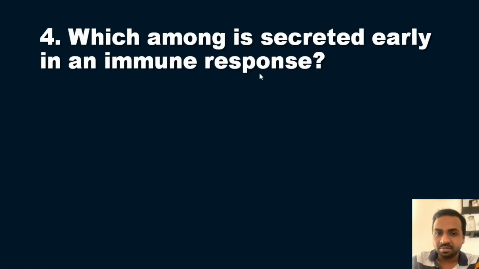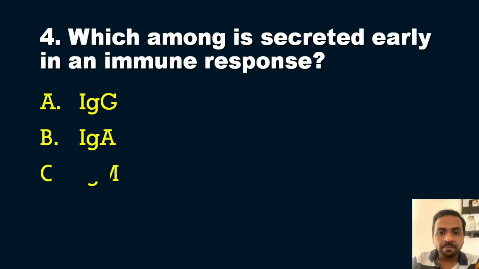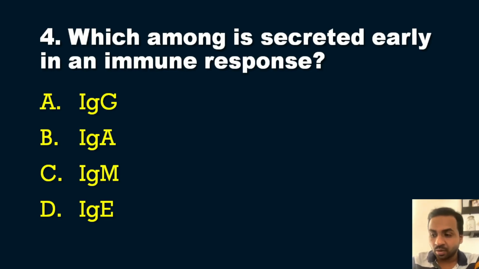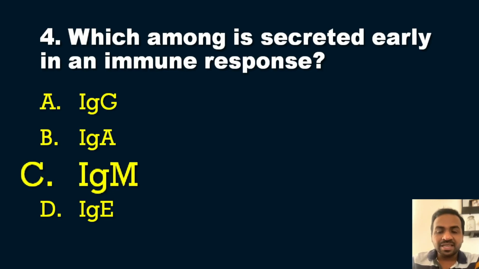This is regarding some immunoglobulins, and the options are option A IgG, option B IgA, option C IgM, and option D IgE. So which one is secreted early in an immune response? Many times we can expect a question from this session, like immunoglobulins. The answer for this question is option C, that is IgM.